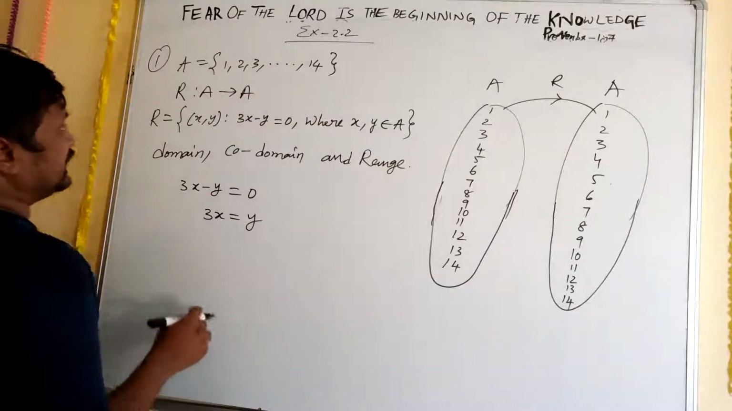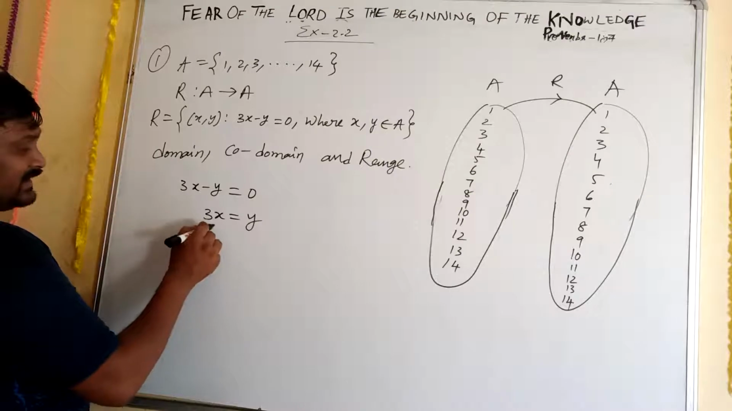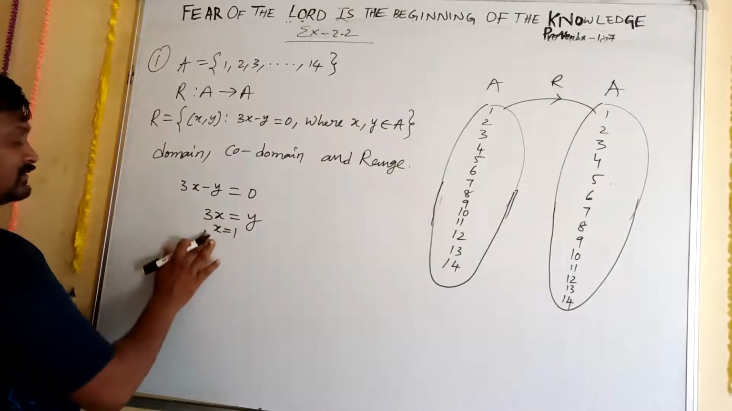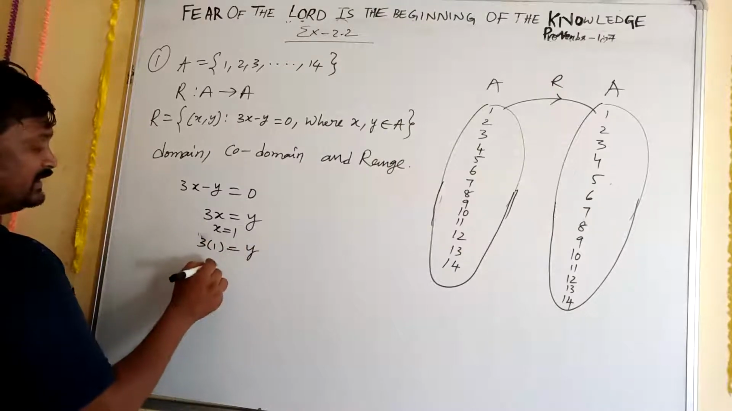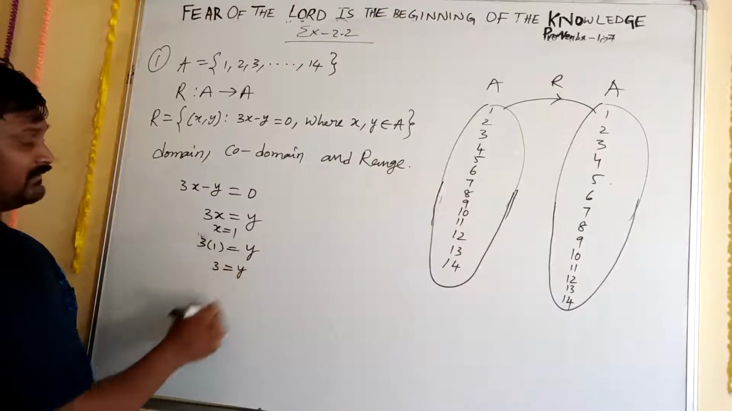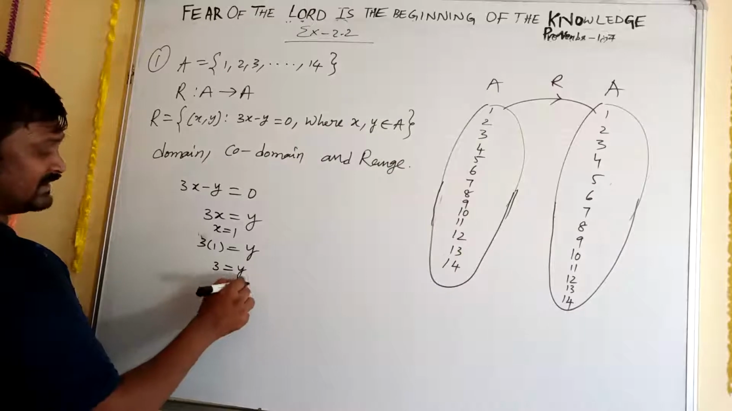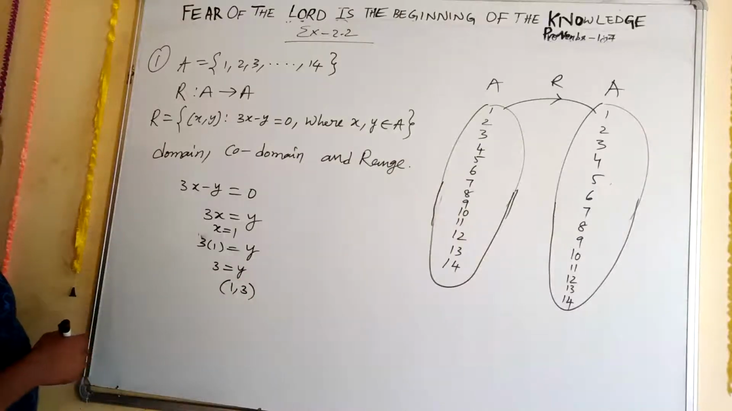So now first here, 3x is equal to y, take x is equal to 1. So 3 into 1 is equal to y. So that means 3 is equal to y. When x is equal to 1, y is nothing but 3. (1, 3) is your first one.